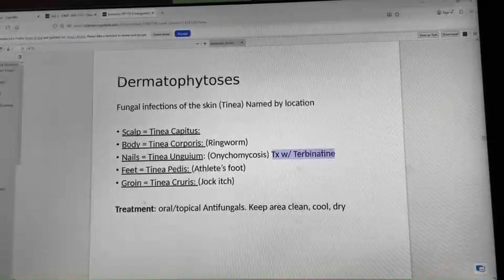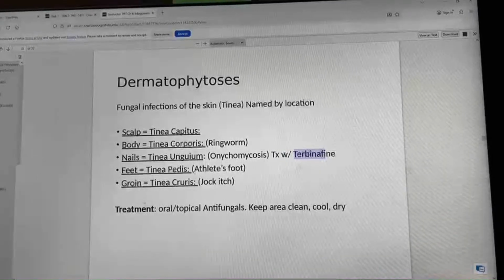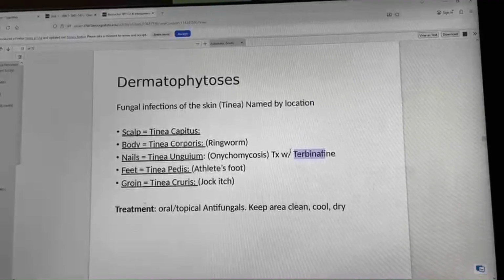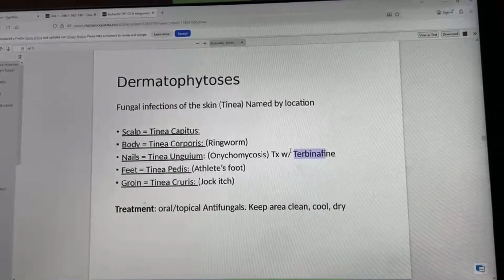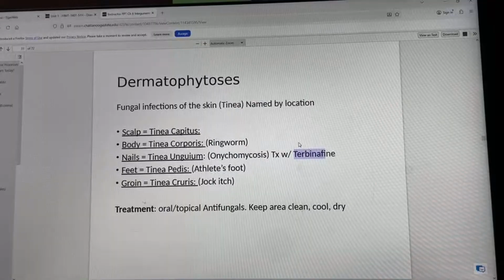So terbinafine, like I said, is specific for the nails. It is an oral pill that you take, and you have to take it for like 3 months before it fixes the problem. Just because, like I said, it takes a long time for that medication to get into the nail beds, because you don't have blood vessels there. You have to take it so it absorbs from the inside. You can use the creams, but they don't work nearly as well, and it takes much longer.